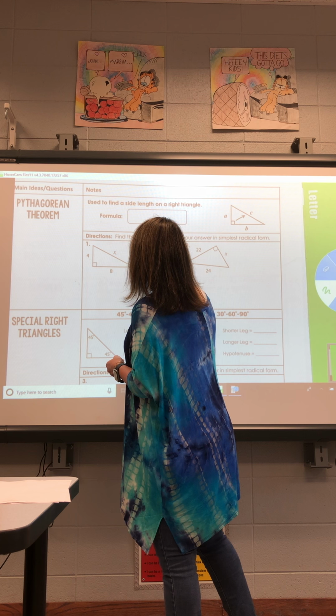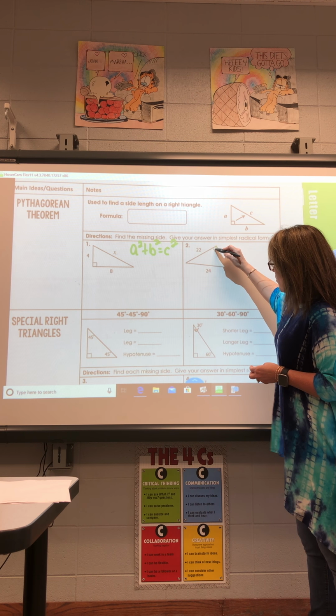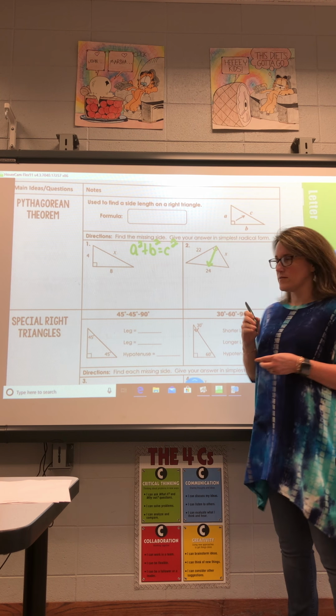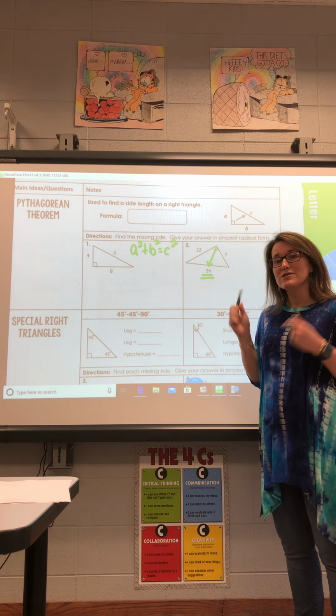A squared plus b squared is equal to c squared. So right across from my right angle is my hypotenuse. This is my hypotenuse. That is my c. Okay? So let's plug in. I've got a leg here and a leg here. So which one should be A and which one should be B?